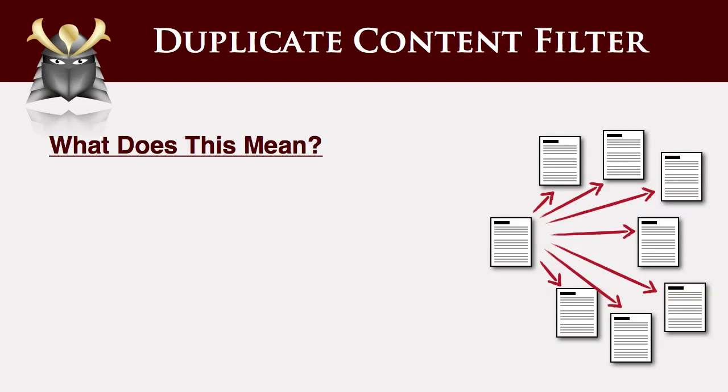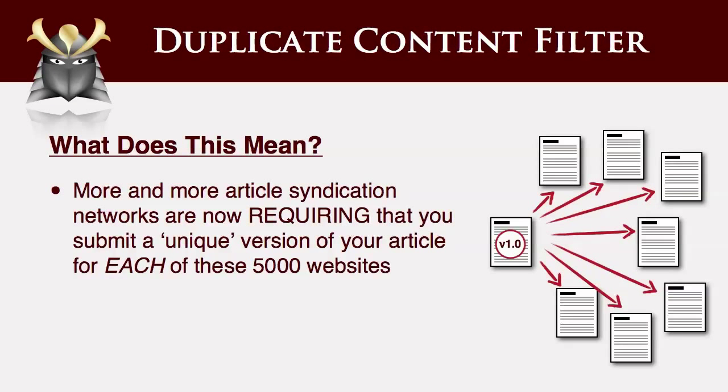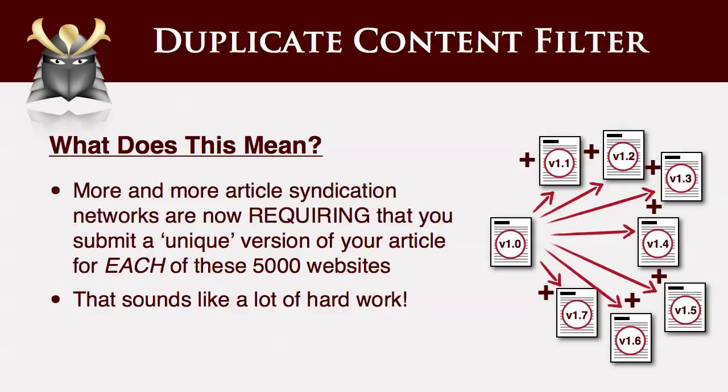Due to Google's duplicate content filter, more and more article syndication networks are now requiring that you submit a unique article to each site that syndicates your content. So if your article was to be syndicated to 5,000 websites, the article networks are now requiring you to submit a unique version of your article to each of these 5,000 websites. Now hang on a minute. Does that mean that you have to write 5,000 different versions of your article? That sounds like a lot of hard work.